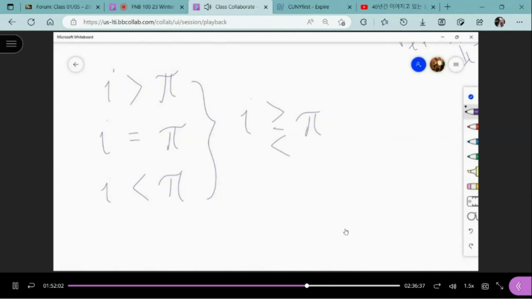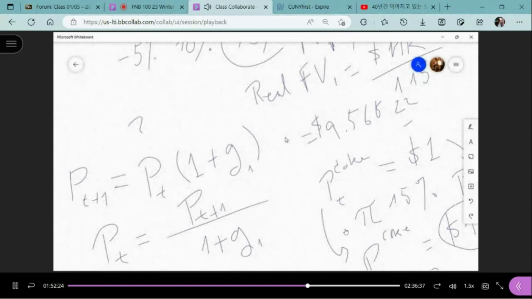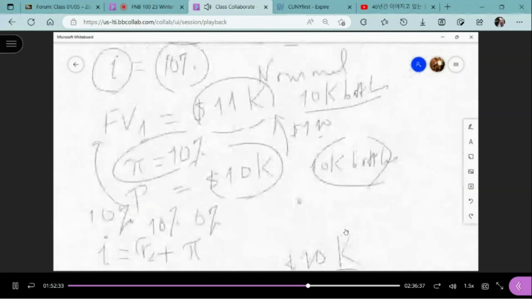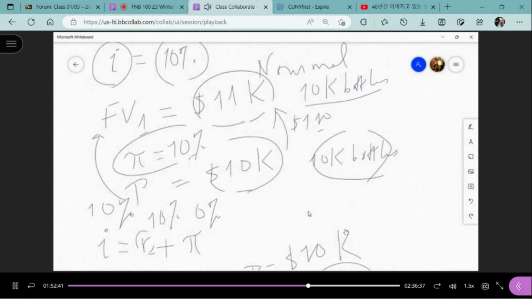So when there's inflation, think about it from the borrower's perspective. Suppose you borrowed $10,000 a year ago, and you have to pay it back now, a year later, and there has been 10% inflation, or there has been 15% inflation. Let's think about these two cases. There has been 10% inflation. You borrowed $10,000. Now, nominally, you pay back $11,000.